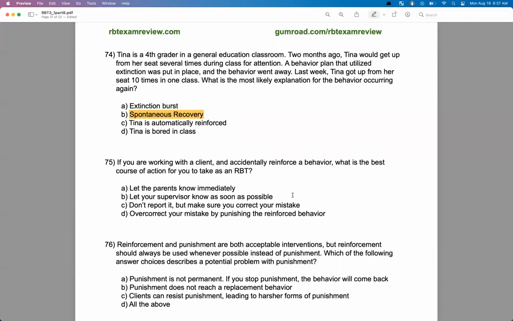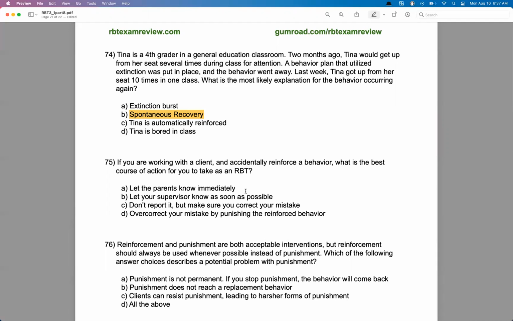So you're, say, working with a client and you know they're attention seeking and they do something, let's say they knock a cup of water off the counter, look at you, you give it attention, and now they start knocking more cups off the counter. So you accidentally reinforce that behavior. Okay, the mistake is made. What do you do next?